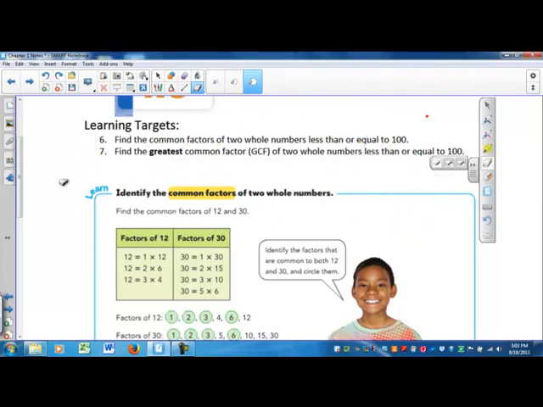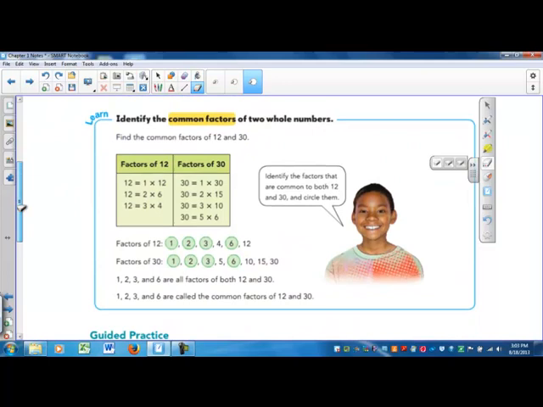Let's go down and look at this first example. You can just look at it; you don't have to write anything. You can see they already did the work for you, so just check it out. They gave you two numbers and said find the common factors, in other words, factors that they share between the number 12 and the number 30. That's all it's saying.